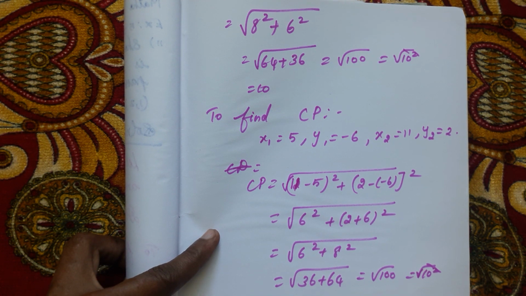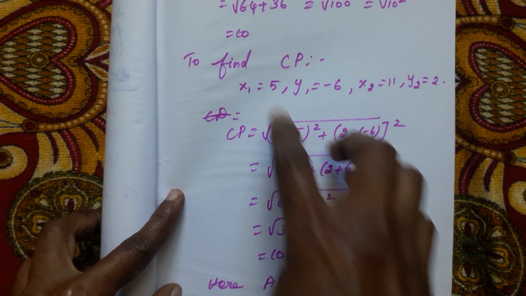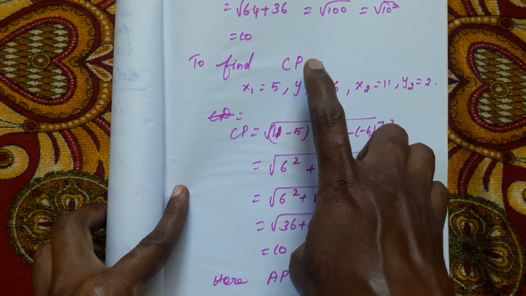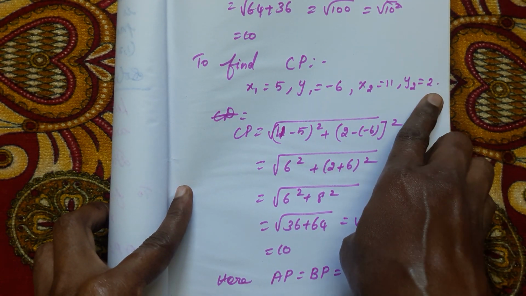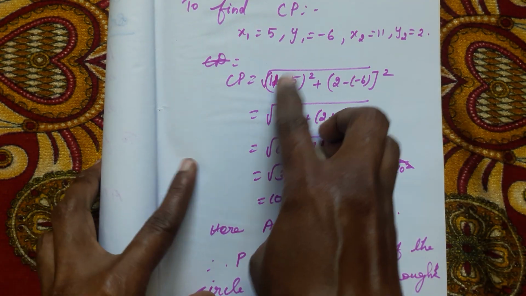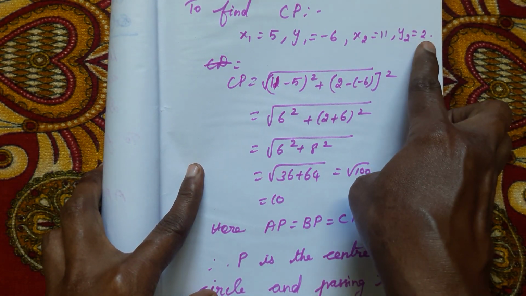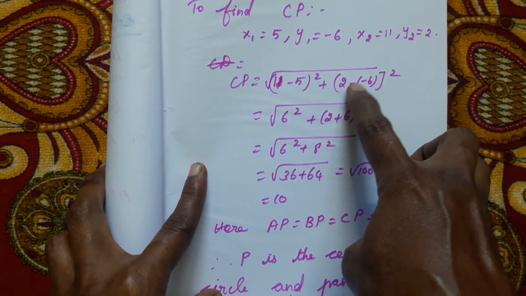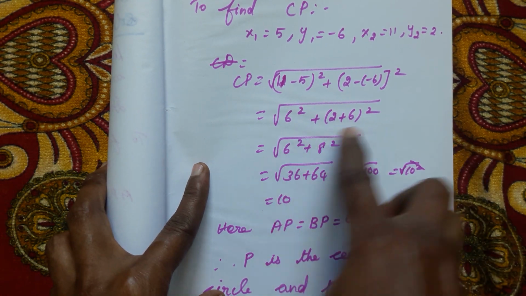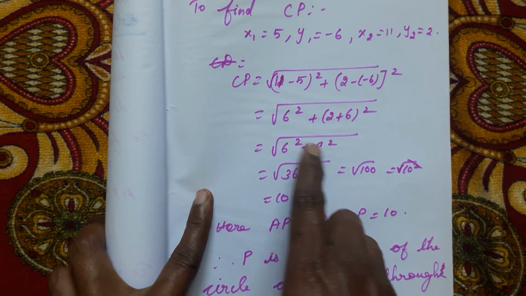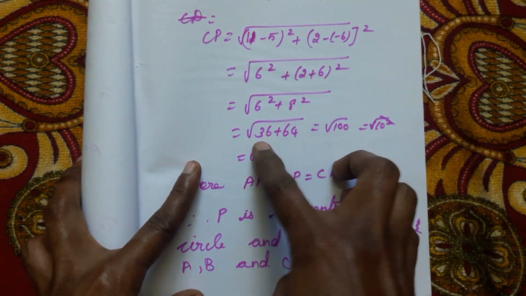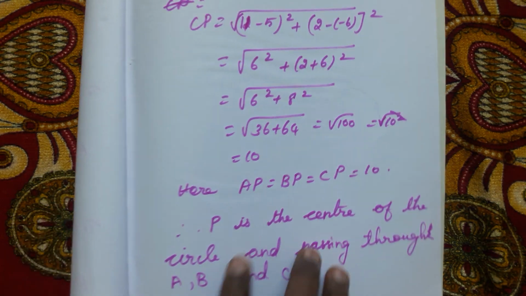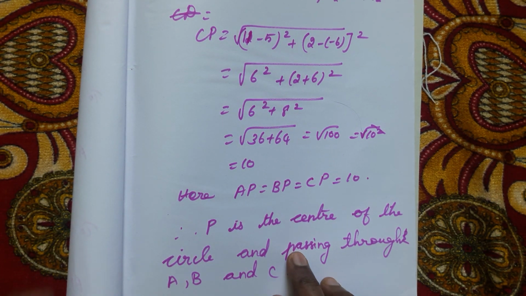Next we want to find out CP. C point is (5, -6), so x1 is equal to 5, y1 is equal to minus 6. P point is (11, 2), so x2 is equal to 11, y2 is equal to 2. Then CP is equal to root of (11 minus 5) the whole square plus (2 minus of minus 6) the whole square. 11 minus 5 is 6 square. 2 minus of minus means plus, so 2 plus 6 is 8 square. So 6 square plus 8 square is equal to 36 plus 64, which is root of 100, equal to 10. Here we got AP is equal to BP is equal to CP is equal to 10.